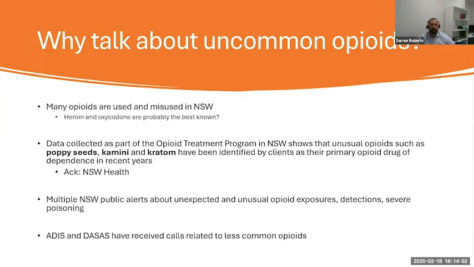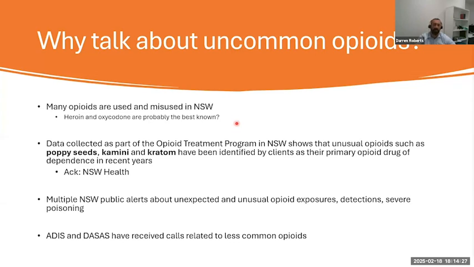So why do we talk about uncommon opioids? We do this because there are many opioids that are used and misused in New South Wales. And while we may know, say, heroin and oxycodone as being perhaps the more common, and certainly they're the more common ones that I come across, there are other opioids that people are accessing and using, and they may then come to us, whether related to the use of those opioids or related to something else.